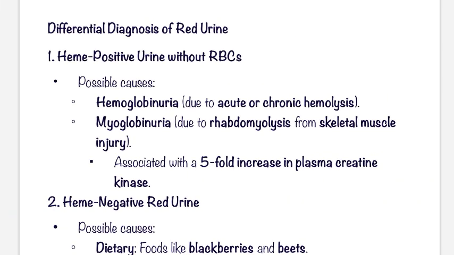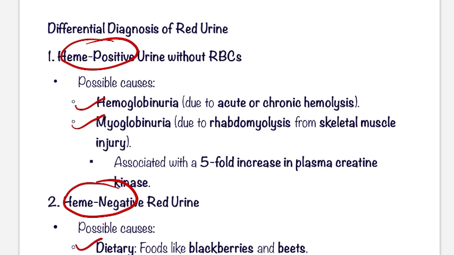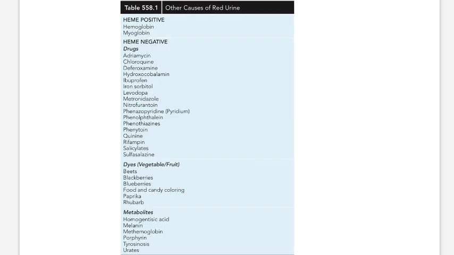So, differential diagnosis of red urine. If a person is getting red urine, there are many differential diagnoses: heme positive and heme negative. Just remember two words in heme positive: hemoglobinuria and myoglobinuria. And heme negative are dietary sources. This is the gross classification of differential diagnosis of red urine. Obviously, there is an exhaustive list also. Just look at this list.